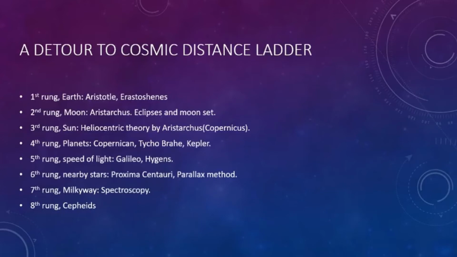The second rung comes the moon. So we'll just brush through each rung a little rapidly. How did we find the radius and distance of the moon from Earth? Basically, Aristarchus was a person who came after Aristotle. He knew about Aristotle, and he surprisingly found the radius of the moon with a very high accuracy of almost 10%.